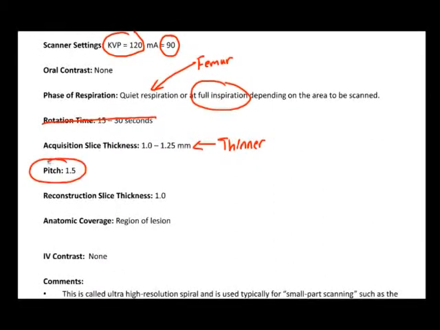Pitch is 1.5. And reconstruction slice thickness is 1.25 as well, simply because we're basically mirroring what we're acquiring, but we typically want to stay on the thinner side. And the anatomic coverage is going to be at the region of the suspected lesion, wherever this might be. IV contrast is going to be none.